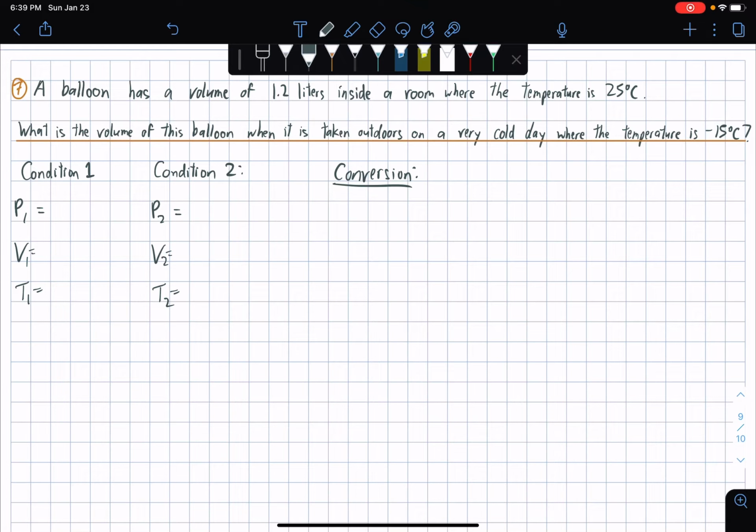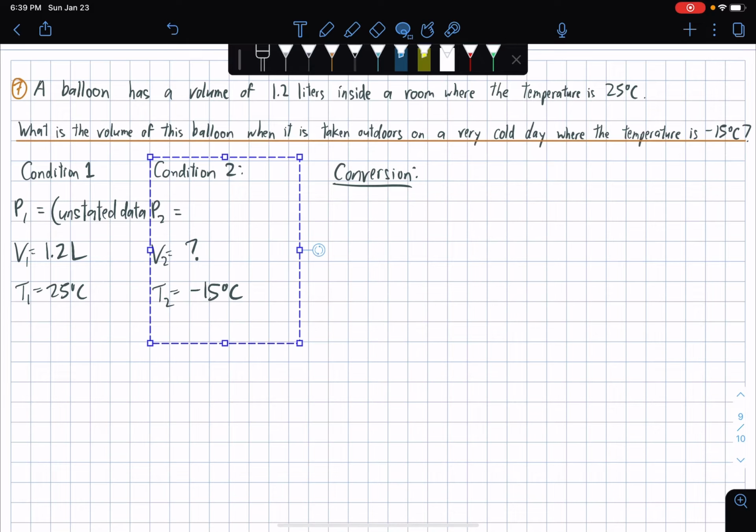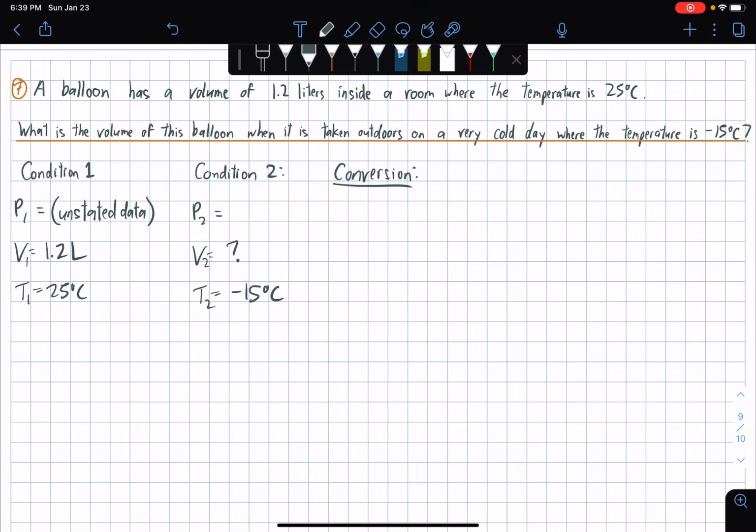Alright, condition 1, volume of 1.2 liters inside a room where the temperature is 25 degrees Celsius. Alright, we have temperature quantity. And what's the volume of the balloon? So this is what we're trying to find. V2, when it is taken outdoors on a very cold day where the temperature is negative 15 degrees Celsius. This time, pressure has no data, both pressure 1 and pressure 2, as well as this. There you go.